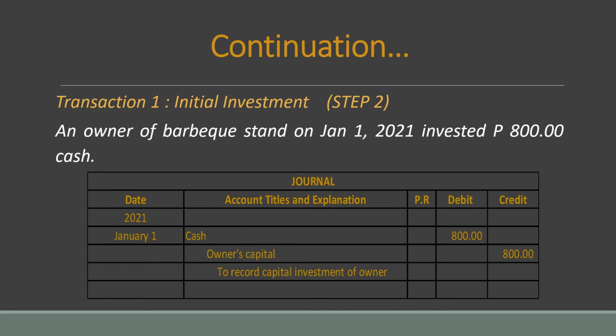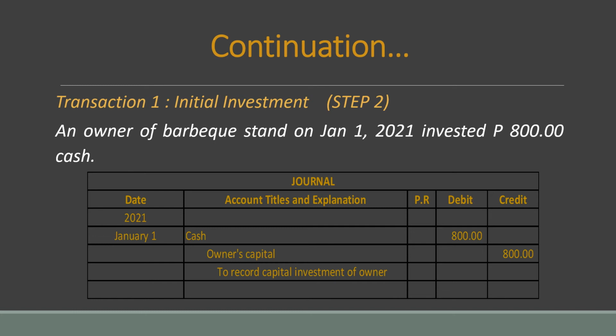So, after nating ma-analyze yung transactions, and we already identified the accounts affected, and ano ba yung effect sa accounts na yon, and if the accounts are to be debited or to be credited, then we proceed to the second step, which is journalizing. So, same example, si owner nag-invest ng cash sa business, so paano natin siya i-journalize? So, as you can see, this is the proper way in recording the transactions. For example, ito yung unang transaction ni company.